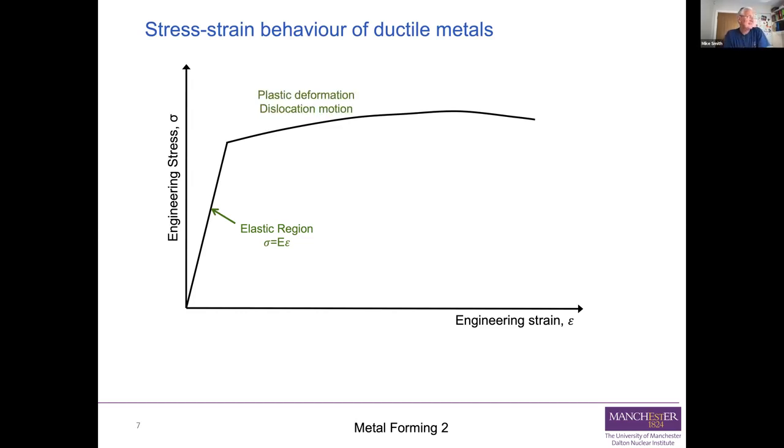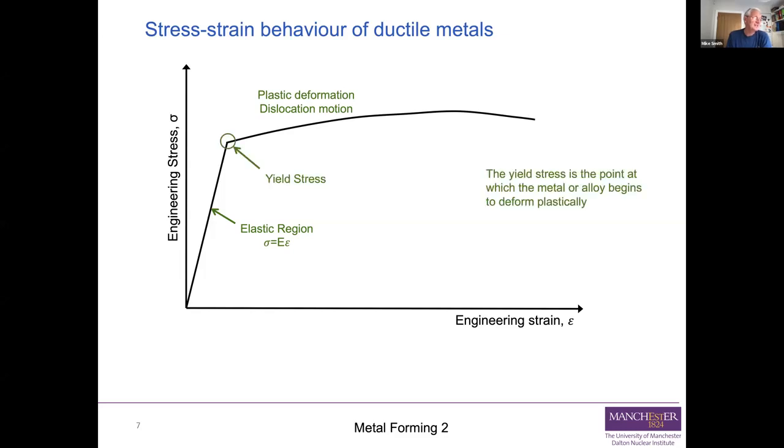Then you get plastic deformation. And plastic deformation is driven by dislocation motion. So you're pushing dislocations through the structure. You're permanently changing its shape because on average, the atomic bonds are no longer being stretched further. You're accommodating all your deformation by moving dislocations around, and that's an irreversible process. So you get permanent deformation now.